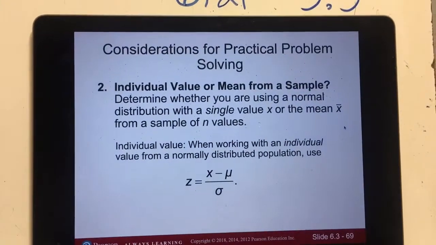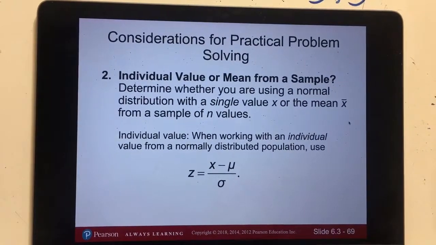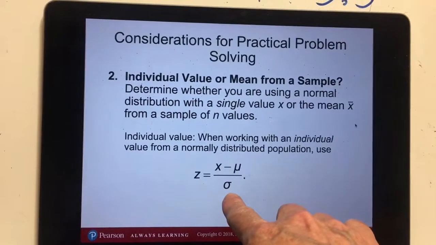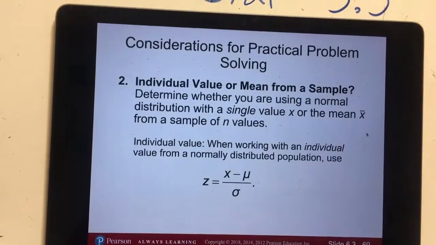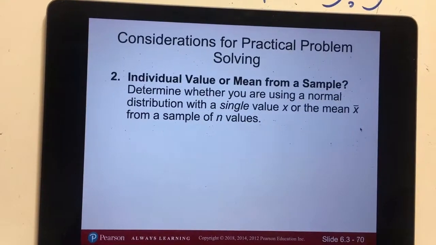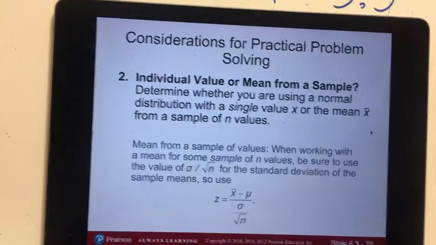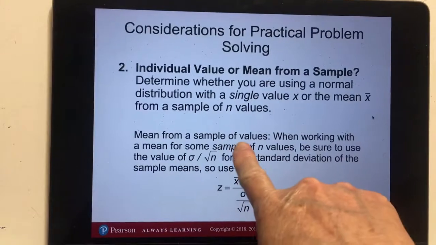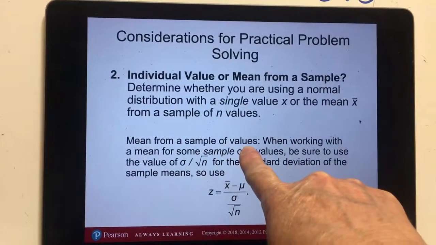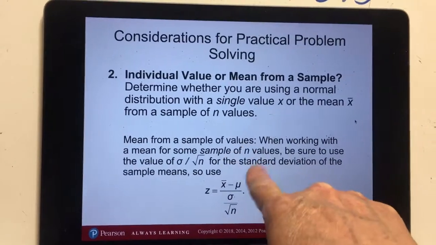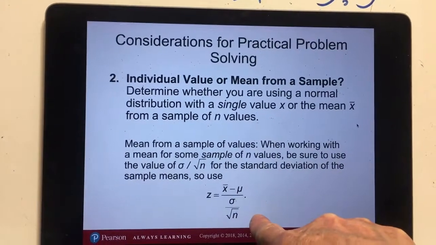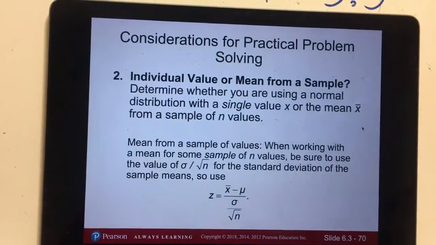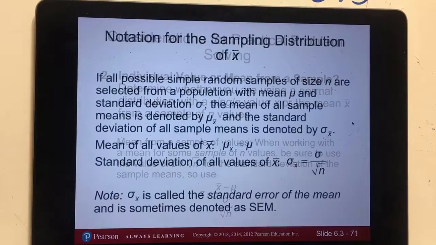The individual value will have the normal z-score. So z is the individual value minus the mean over the standard deviation, like we were doing in the last chapter in 6.1 and 6.2. If we are doing a mean from a sample of values, in other words, a sampling distribution, then this would be our z-score. We'd use our x bar in place of our x, and we'd use sigma over the square root of n in place of our standard deviation.